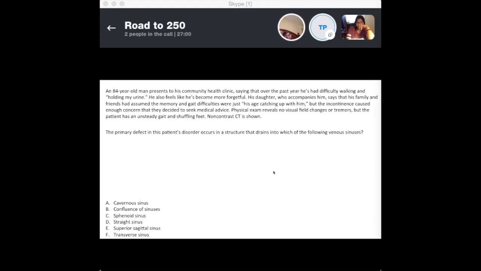All right, last one. An 84-year-old man presents to his community health clinic saying that over the past year he's had difficulty walking and holding his urine. He also feels that he's become more forgetful. His father, who accompanies him, says his family and friends had assumed the memory and gait difficulties were just his age catching up with him. But the incontinence caused him enough concern that they decide to seek medical advice. Physical examination reveals no visual field changes or tremors, but the patient has an unsteady gait and shuffling feet. Non-contrast CT is shown, which I'll show you in a second.